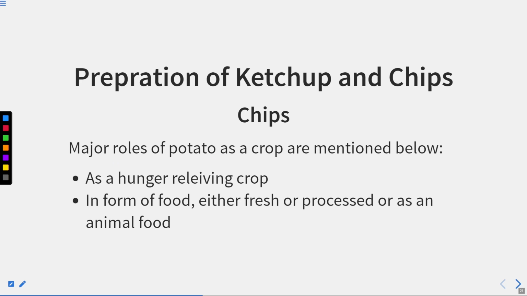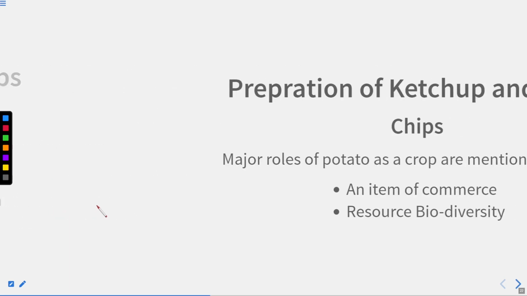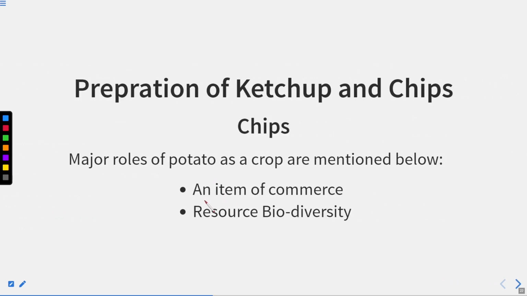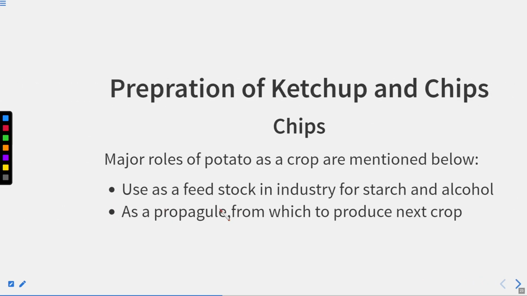The major roles of potato as a crop are mentioned below. It is a hunger relieving crop because it contains a lot of carbs, in the form of food, either fresh or processed, or as animal food. It is also fed to animals. So this is a very important crop. It is an item of commerce, a resource, and biodiversity, right?